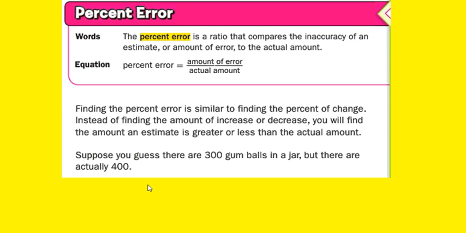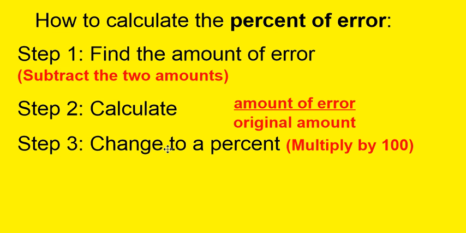So this is an example. Suppose you guess there are 300 gumballs in a jar, but they're actually 400. So the amount of error between 300 to 400, and then you change that to a percent. So how to calculate the percent of error? Step one, you're going to find the amount of error. So you're going to subtract the two amounts. You're going to calculate amount of error over the original amount. And then you're going to remember to change that decimal to a percent by multiplying times 100.